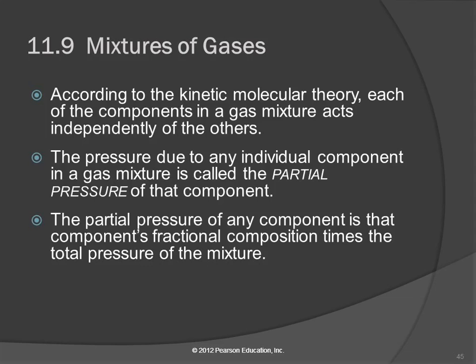The pressure for any individual gas in a mixture is called the partial pressure. The total pressure is the pressure of all the gases put together, and the partial pressure is the pressure of one of the gases. That partial pressure is related to how much of the mixture is that individual gas. So the component's fractional composition times the total pressure will give you the partial pressure. We'll look at that.